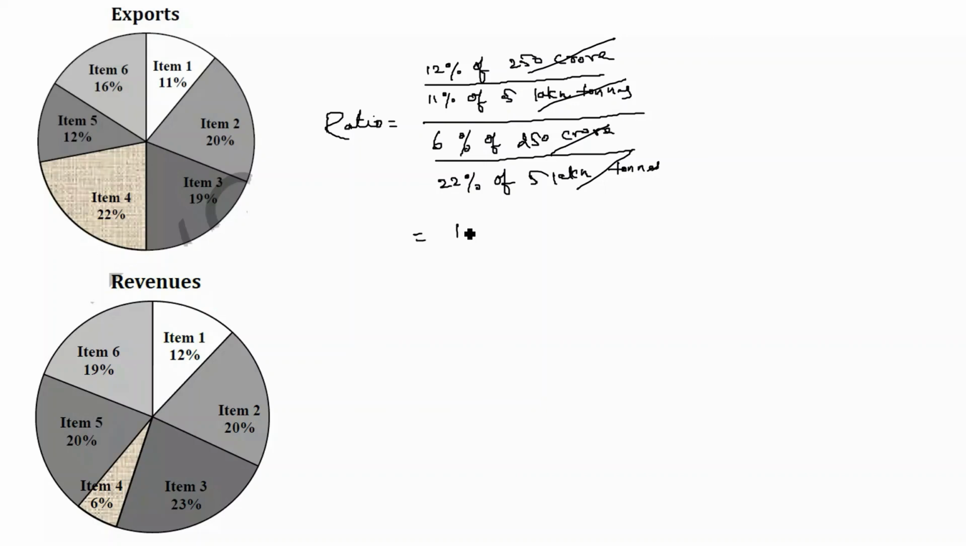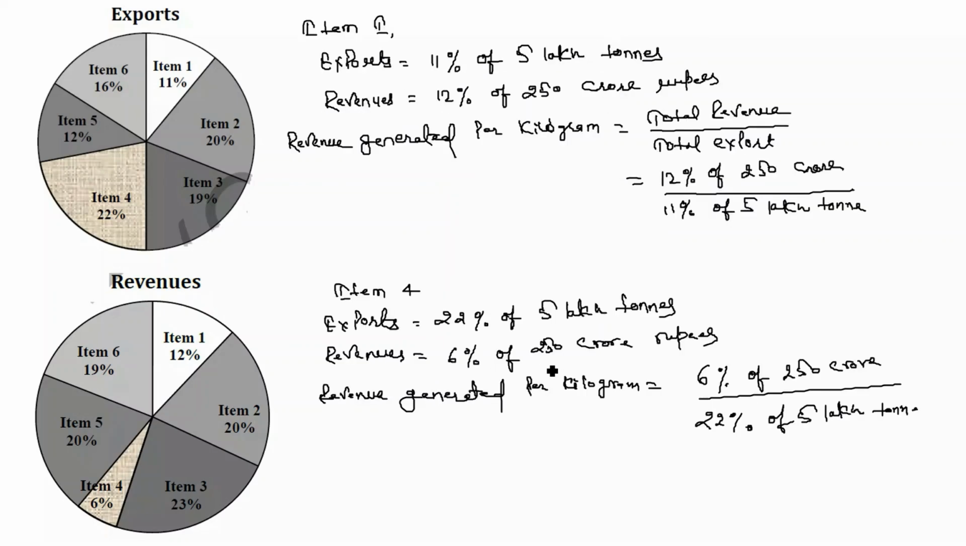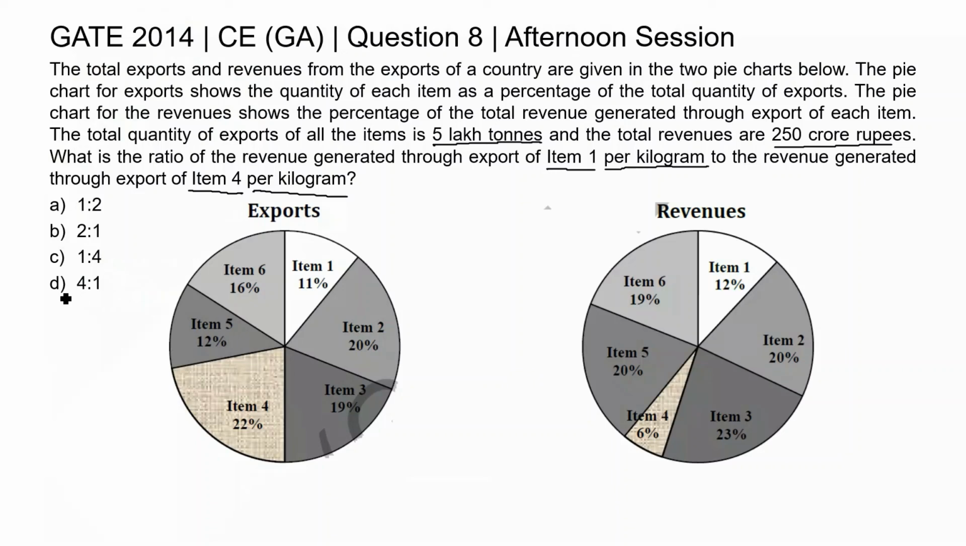So we have here 12% by 11% into 22% by 6%. So this 11% and 22% will be cancelled out by 2, 6% and 12% again cancelled with 2. So 2 into 2, 4, 4 by 1. So the ratio becomes 4:1. So here in this question we can see 4:1 is given in option D. So option D is the correct answer for this question. Thank you.